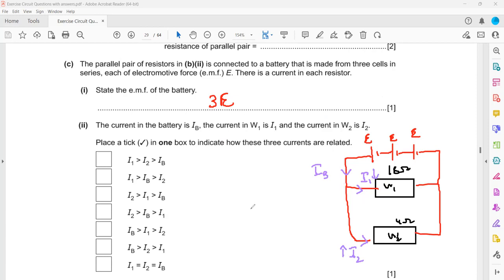The total current IB will be equal to I1 plus I2. The total current is equal to the sum of the current in the individual branches. So we have to mention which one is the highest. IB is more than I2 and I2 is more than I1. So the second last combination is correct. That shows that the total current will be more than I2 and I2 will be more than I1. Is this part clear?